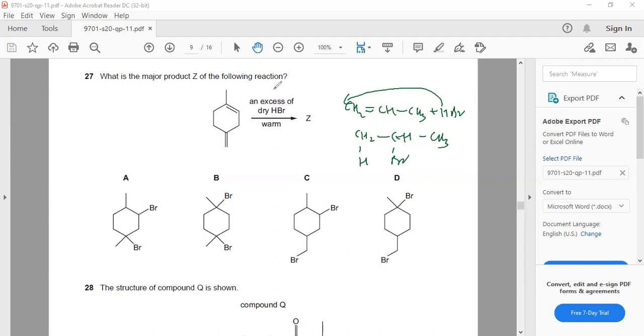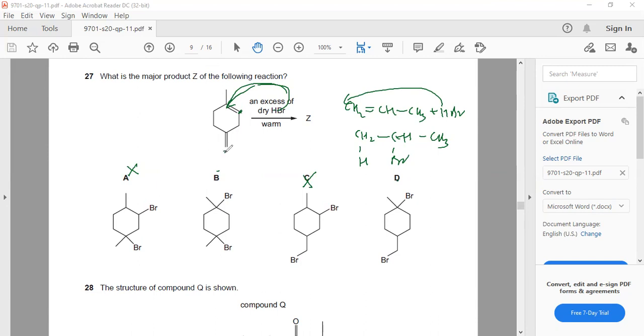What is the major product? H goes to here, Br goes to there. A is wrong because Br is here, and C is wrong. B and D, anyone is correct.